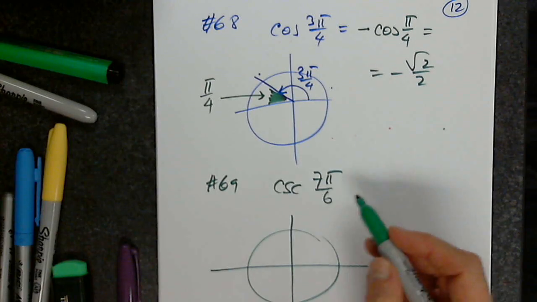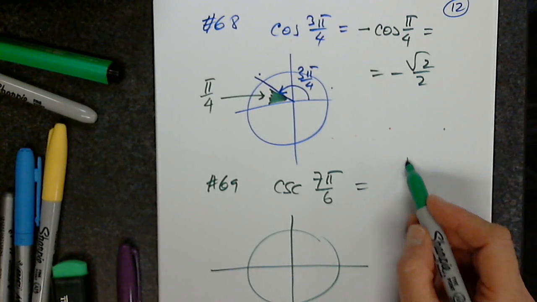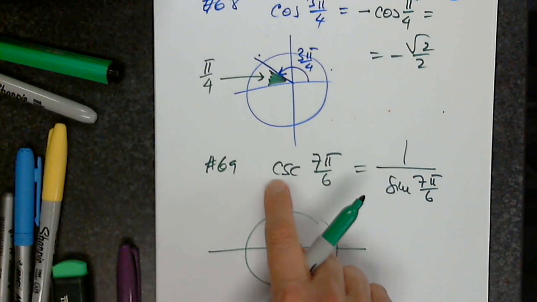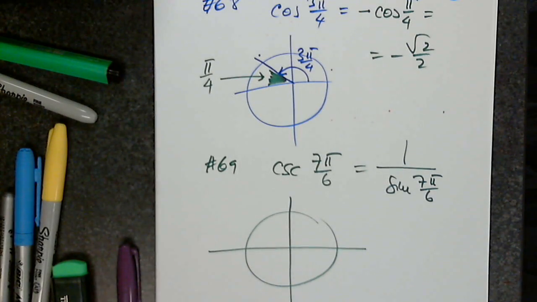Cosecant is the same as? Very good. Because it starts with C, this one must start with S. That's still okay, you're trying to learn. It takes time. That's why I want to finish this and review again.